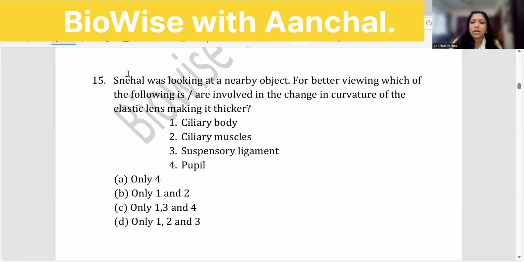Snehal was looking at a nearby object. Okay, and then what happens? For better viewing of a nearby object, which of the following are involved in the change in curvature of the elastic lens, making it thicker? So what are the things required for making the lens thicker? So it will be one, ciliary body. You know what is ciliary body? The circular structure. Ciliary muscles, and the suspensory ligament, the ligament which holds the lens and the ciliary muscles. So one, two, three, all three are the correct answer. Okay. Any doubt? Put it in the comment section.